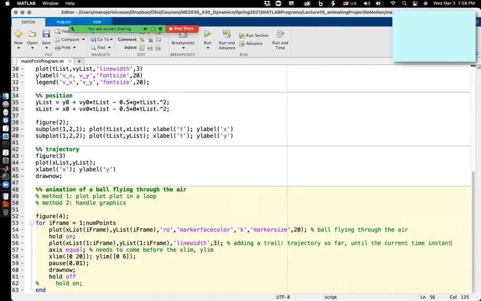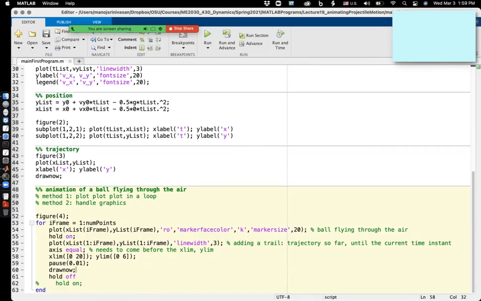Okay, and then notice that we did hold on, hold off. This is something that I did at the end of last lecture. So we're plotting first the ball, and then we are doing hold on so that when we plot the trail, the ball doesn't vanish. So we do plot the trail, and then we make sure that the axes are equal so that 1 unit on the x-axis is the same as 1 unit on the y-axis. And then we are specifying what the range of the x and y axes are, based on what the trajectory looks like, I suppose. And then we put a little bit of a pause, roughly 0.01 seconds.